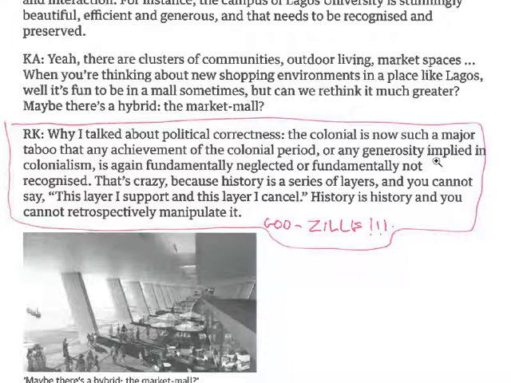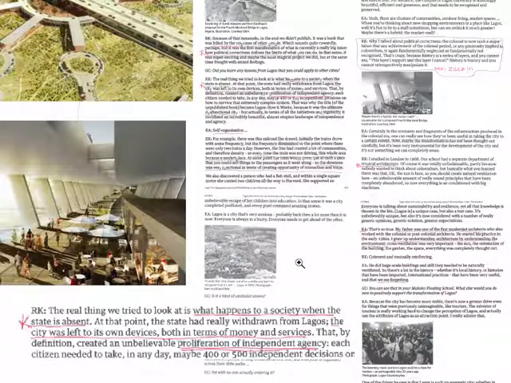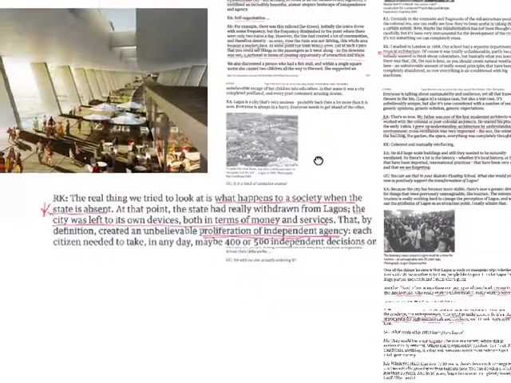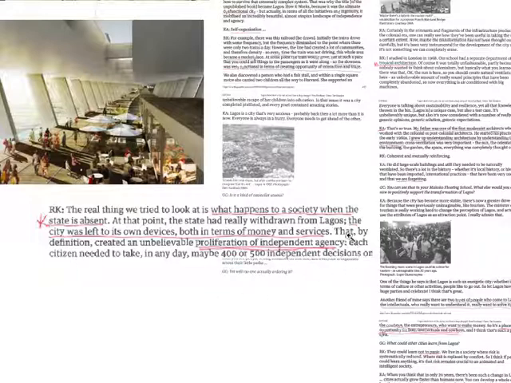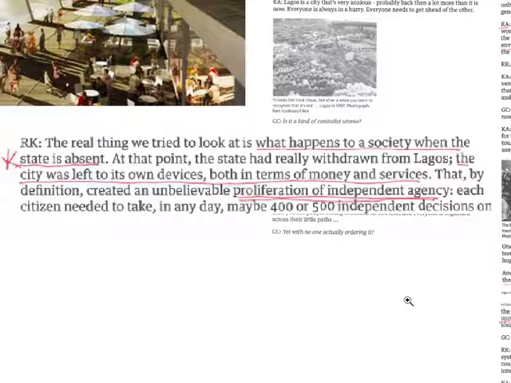The colonial is, you can't talk about anything implied, generosity implied by the colonial. And of course, this is where in South Africa the legacy of it is present, as compared to an abstract idea. But he talks about how he ultimately had to stop working in Lagos because the amount of trouble he got into from people's views about what he was doing was actually huge. So one thing that I think is also really interesting, and probably a useful point to end on, is he said the real thing we tried to look at in Lagos is what happens to a society when the state is absent. At that point, the state has withdrawn. The city was left to its own devices, and there was a proliferation of individual agency within the city.